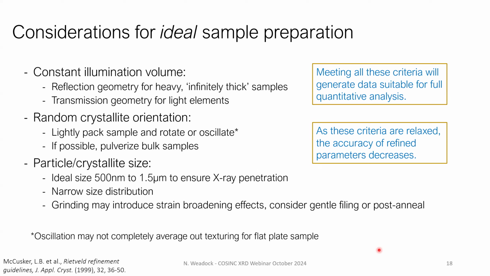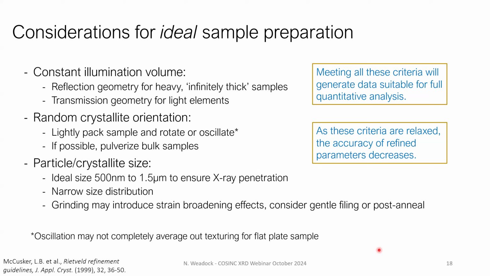So in reflection geometry, if you have heavy elements in a very thick sample, you're going to have a constant area of illumination as you scan theta. If you have a sample that has light elements, using a transmission geometry, in a capillary type measurement, will ensure that as you scan your detector angle, it's still sampling from the same volume of your material.